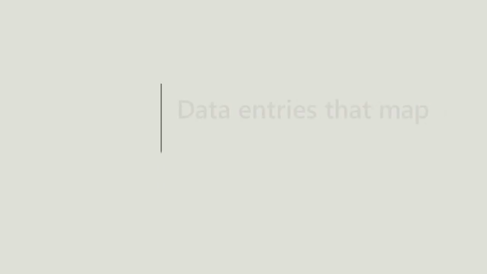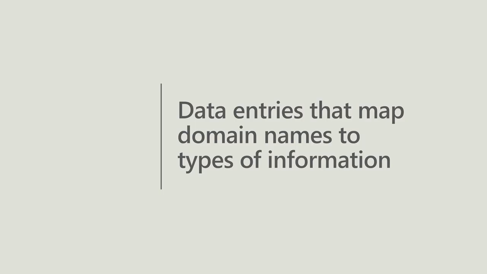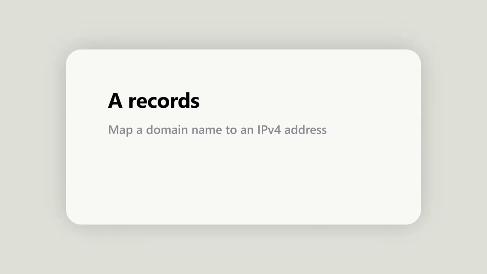Let's move on to DNS records and resource records. DNS stores information in the form of resource records, or RRs, which are data entries that map domain names to various types of information. The most common types of resource records include A records, which map a domain name to an IPv4 address. The A stands for address. AAAA records map a domain name to an IPv6 address. The 4 A's represent the fourfold increase in address space from IPv4.